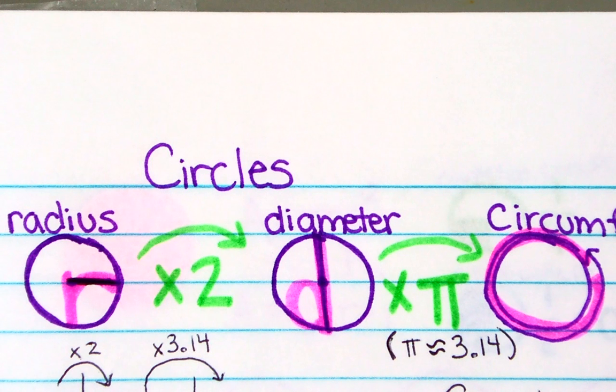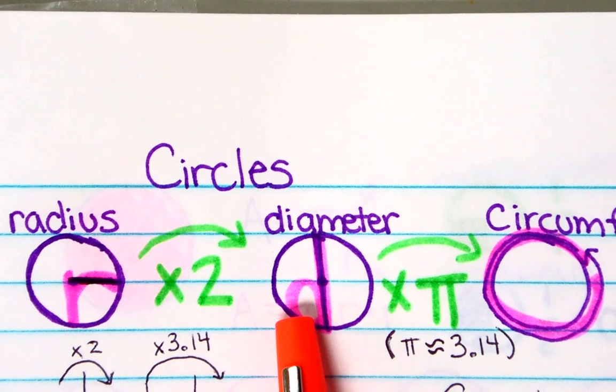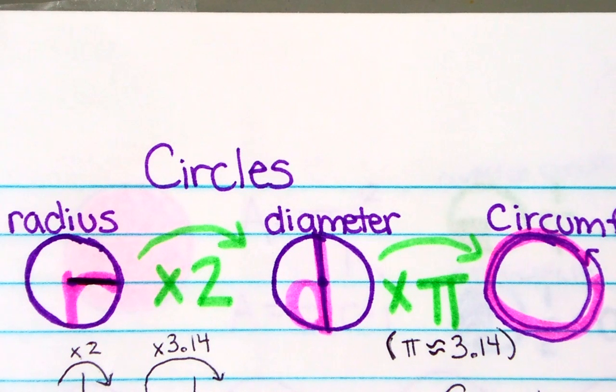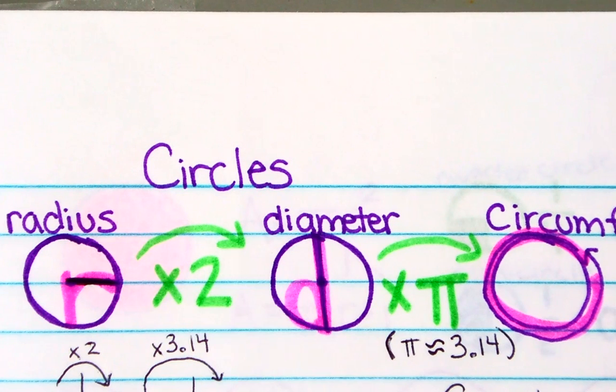Okay, this video is going to be about circles. We're going to start with parts of a circle, how to find the circumference given the radius or the diameter, and how to work backwards and say, okay, if I know the circumference, can I find the diameter? And the answer is yes, you can.